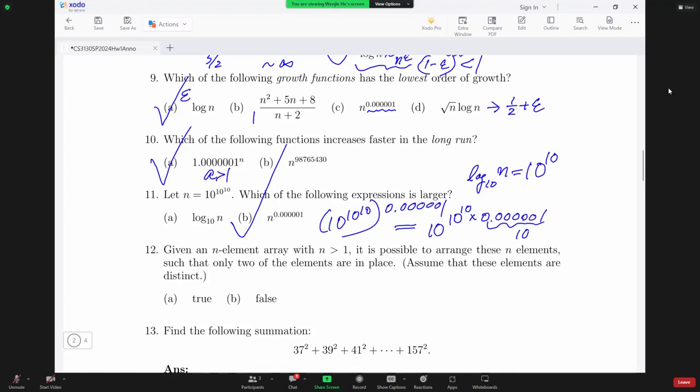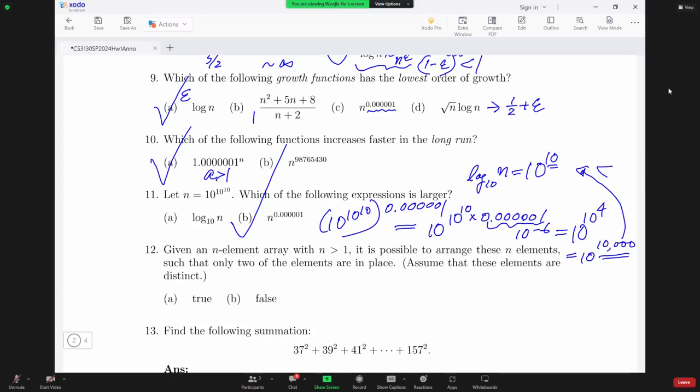All right. 10 to the negative 6 multiplied by 10 to the 10 equals 10 to the 4th. Well, 10 to the 4th, that's 10,000, right? So this one, the exponent is 10,000. That one, the exponent is 10. You can see 10,000 is much larger than 10.